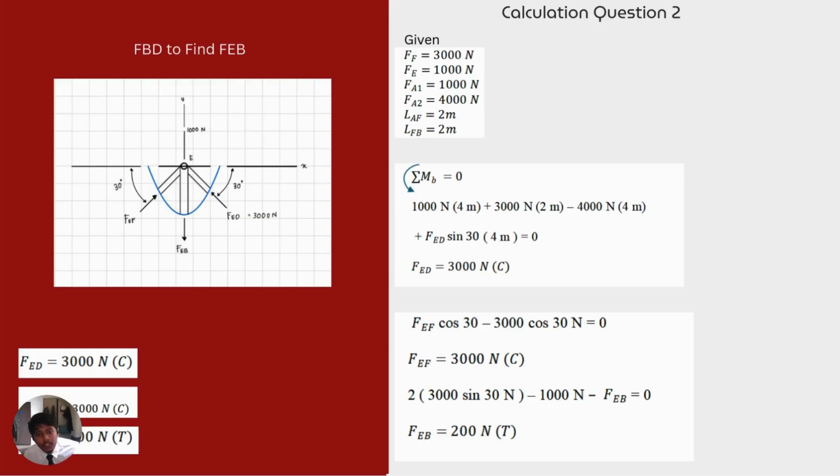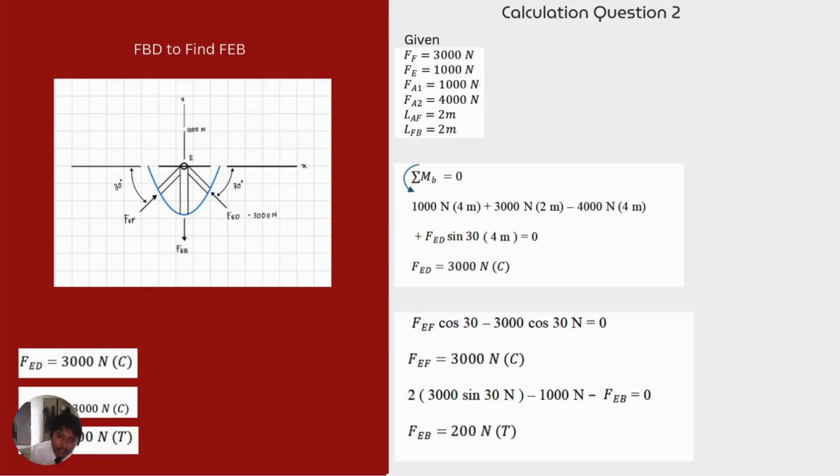So next, we want to find the FEF force. Stay the same. We can use the sign we have, the FED force ED. We can use the formula force Y and force S is equal to 0, since the S and Y is in equilibrium. So for force EF, we can conclude that we get 3,000 Newton in compression. The sign will be positive.